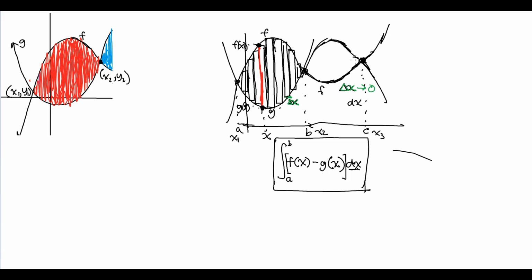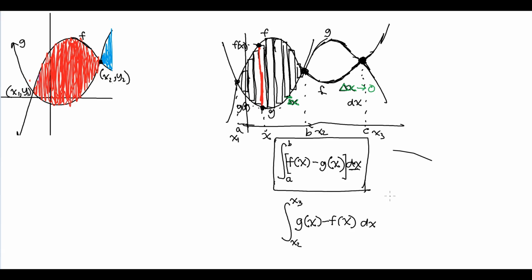So what we have to do is do the same integral, but for g of x, since g is now on top, minus f of x dx. Okay, from x2, our second point of intersection over here, to x3, our third point of intersection over here.